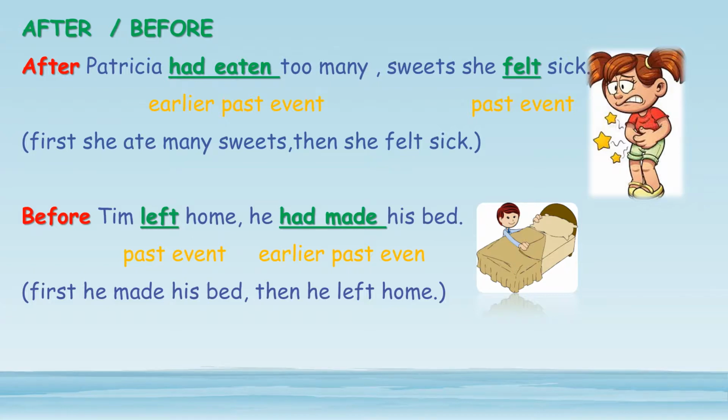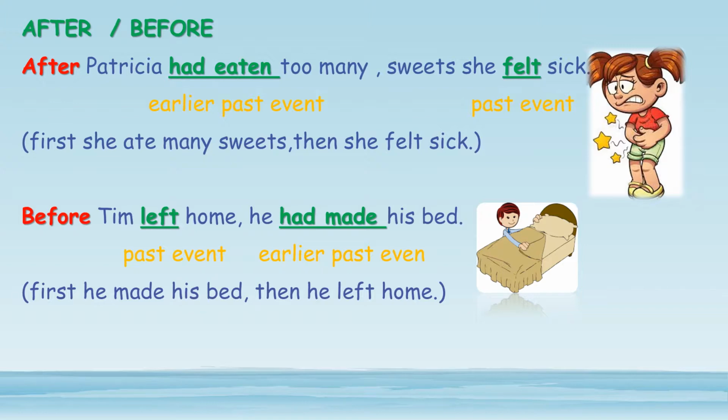After Patricia had eaten too many sweets, she felt sick. So first she ate many sweets and then she felt sick. Before Tim left home, he had made his bed. So first Tim made his bed, then he left home.